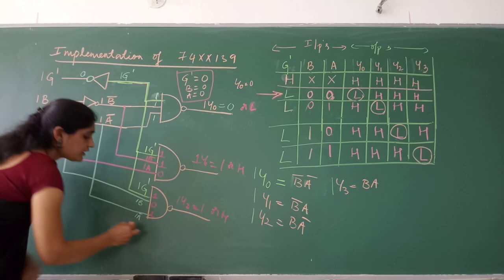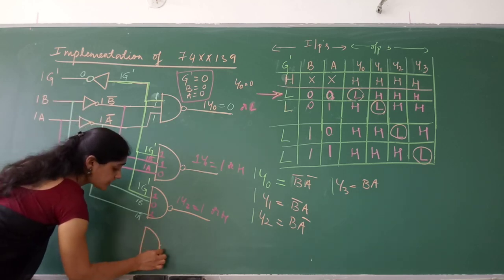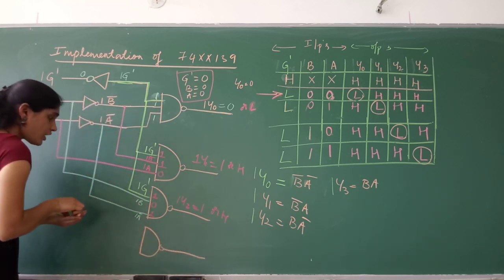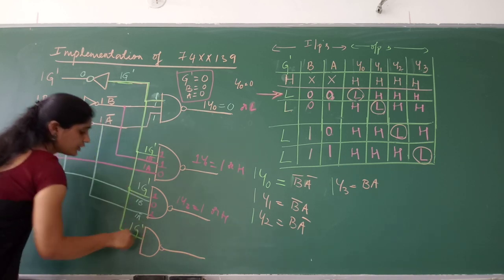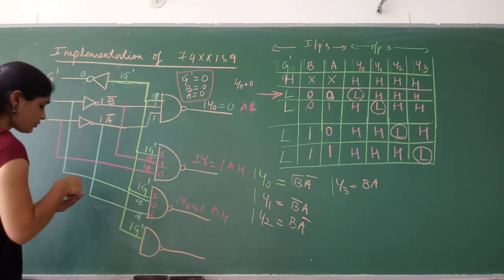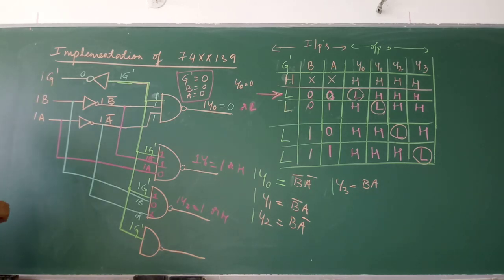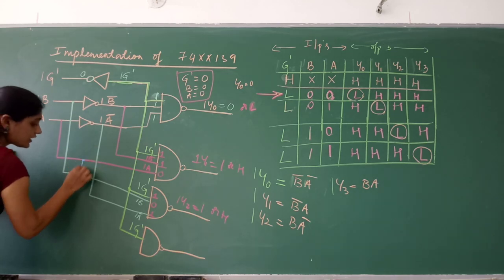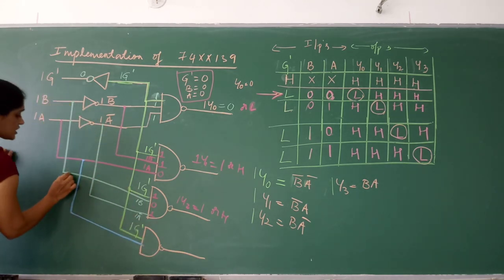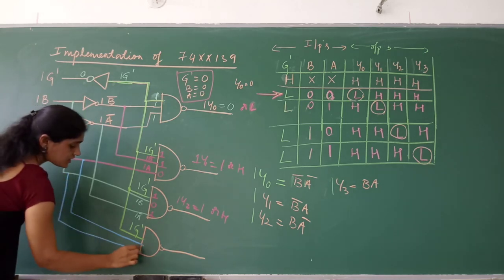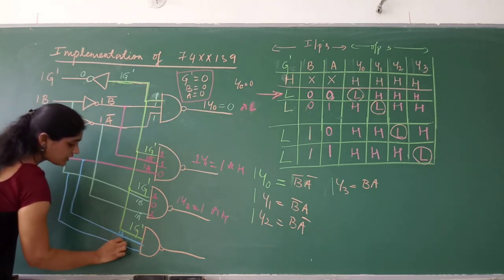Similarly, for the third NAND gate, one input is what? One input is G dash. That is the common input that you should not miss. And the other inputs are what? A, B. Other inputs are A, B. So take the inputs from A. This is A, right? And B, where is B? This is B. So you can take it from here only. So this is 1A, this is 1B.